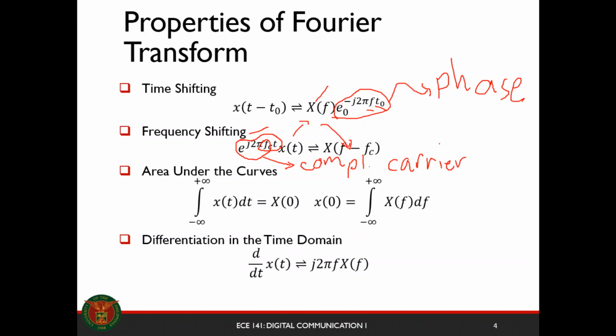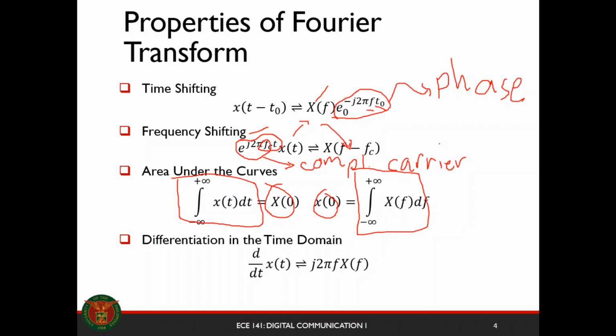As for the area under the curve, if we take the area under the curve of your time domain signal, it's equal to the DC value, as we call it. If we get the value of the signal at time t equal to 0, then we're getting the area of the Fourier transform under the curve.